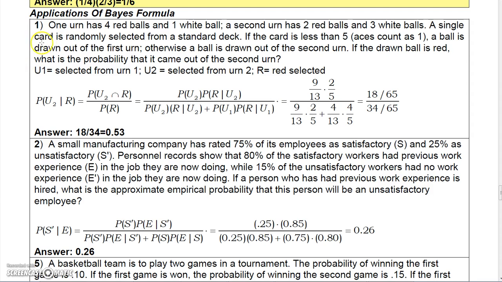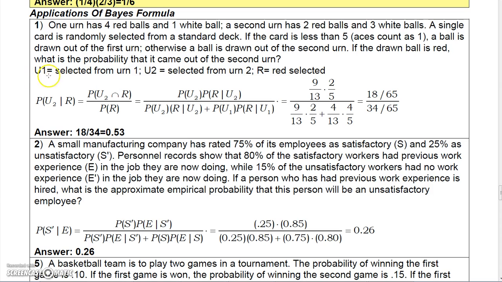Let's say that one urn has 4 red balls and 1 white ball. The second urn has 2 red balls and 3 white balls. A single card is drawn from a deck. If the card is less than 5, a ball is drawn from the first urn. Otherwise, a ball is drawn from the second urn. If the ball is red, what is the probability it came from the second urn?